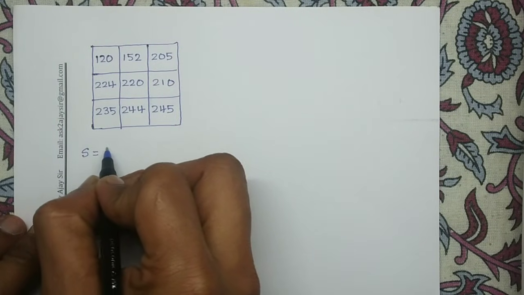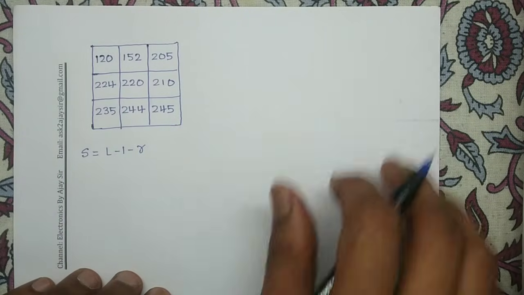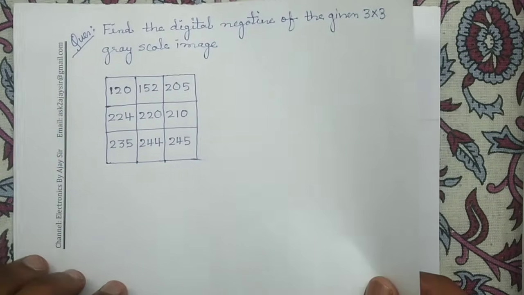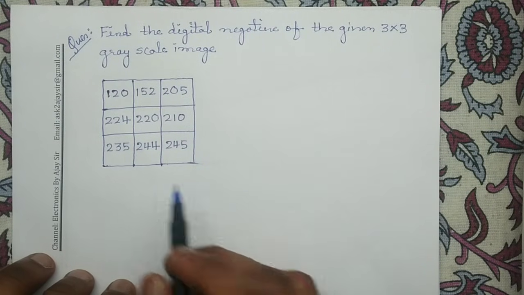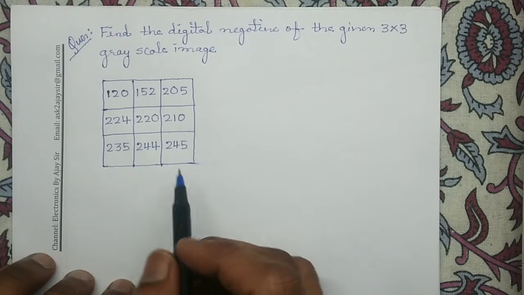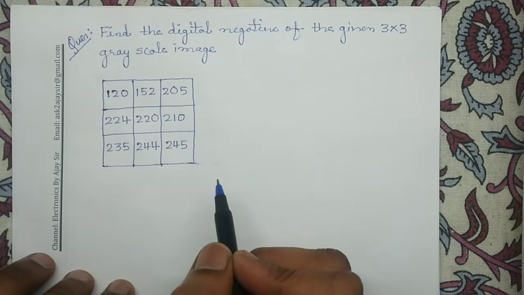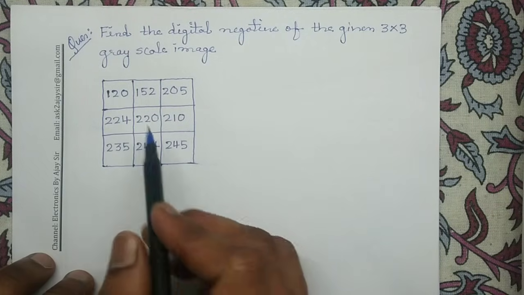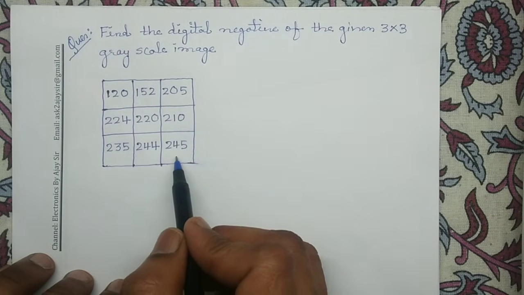It is S equals to L minus 1 minus R. So in this question, the number of bits n is not given to us. The total number of gray levels L is also not given to us. So in this given digital input image, we will target the maximum intensity value. The maximum intensity value in this given 3x3 digital input image is 245.